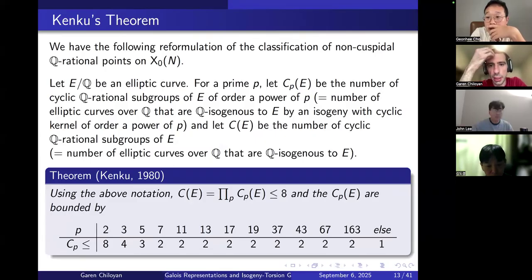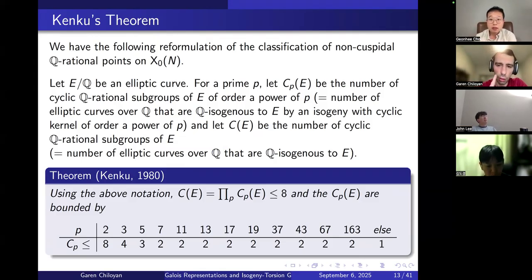What I'm trying to say is, let E be an elliptic curve, and for every prime p, let C_p(E) be the number of cyclic Q-rational subgroups of E of order a power of p. Note the number 1 is a power of p, so you're supposed to include that in your number. This C_p(E) is equal to the number of elliptic curves over the rationals that are isogenous to E by an isogeny with cyclic kernel of order a power of p. And C(E), let's say, is the number of Q-rational subgroups of E. That's literally equal to the number of elliptic curves over Q that are isogenous to E.